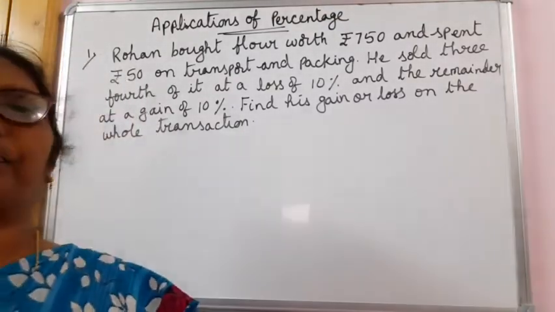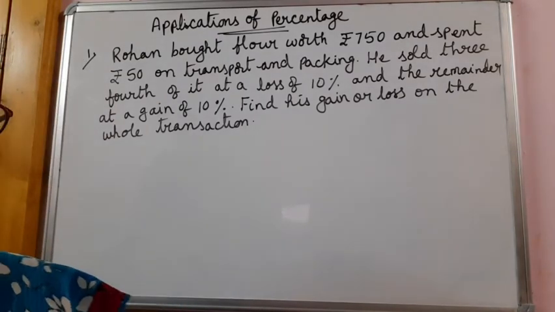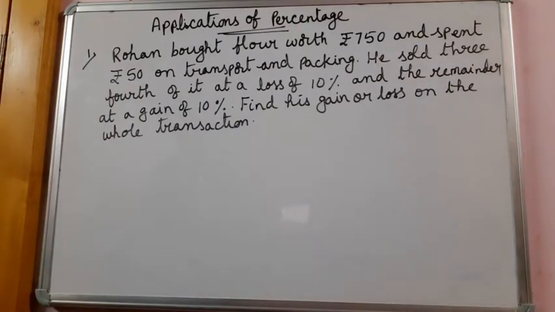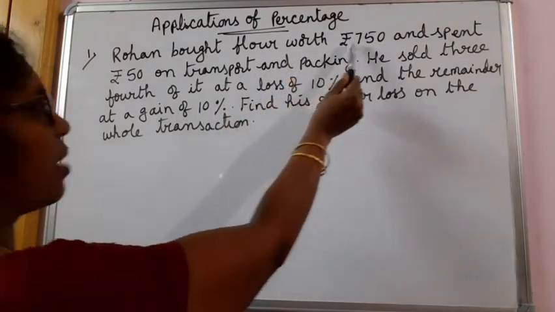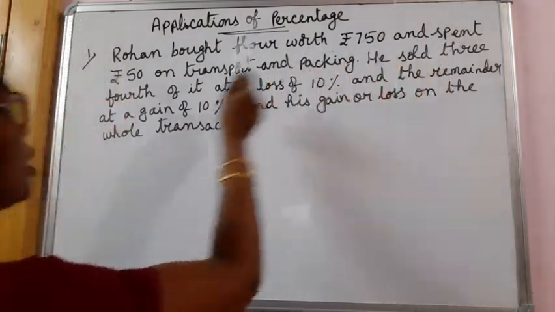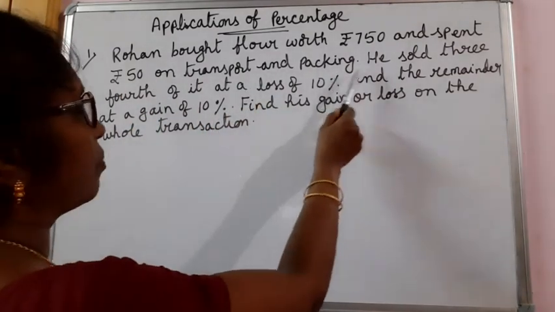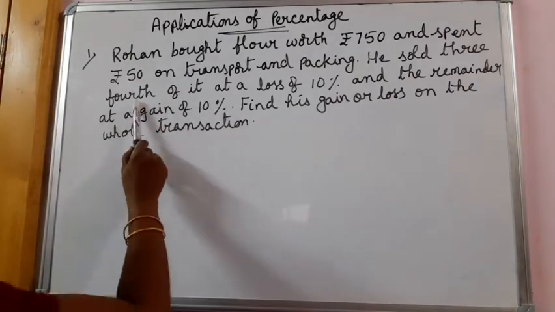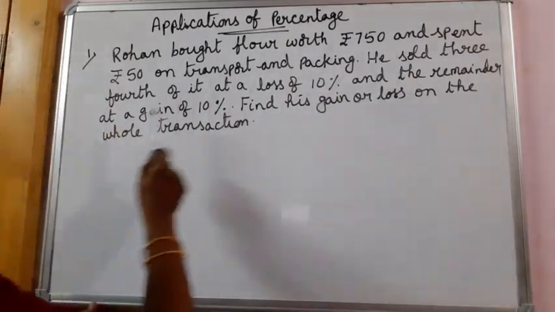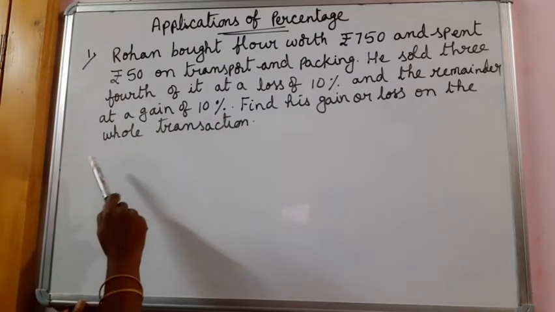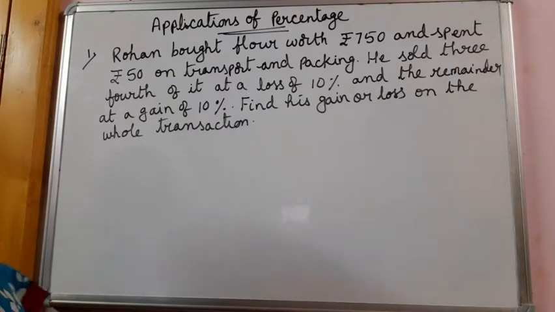Hello, welcome. Today let us have a problem based on applications of percentages. Today's problem is: Rohan bought flour worth 750 rupees and spent 50 rupees on transport and packing. He sold 3/4 of it at a loss of 10% and the remainder at a gain of 10%. Find his gain or loss on the whole transaction.